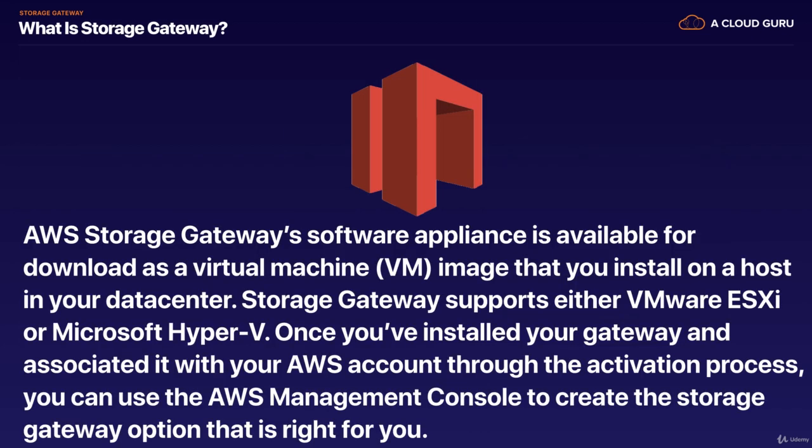So Storage Gateway's software appliance is available for you to download as a virtual machine image that you install on a host in your data center. And Storage Gateway supports either VMware's ESXi or Microsoft's Hyper-V as the hypervisor. So a hypervisor is just what you run virtual machines on. And once you've installed your gateway and associated it with your AWS account through the activation process, you can use the AWS Management Console to create the Storage Gateway option that is right for you.